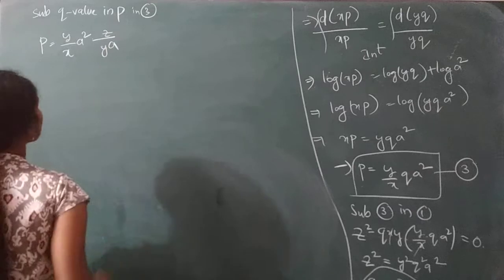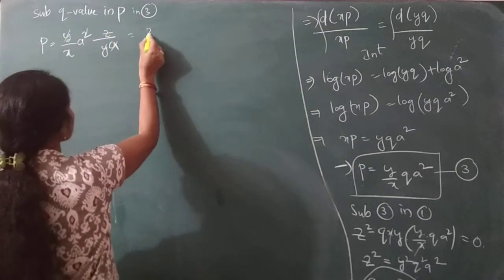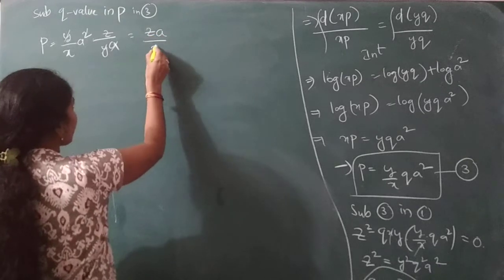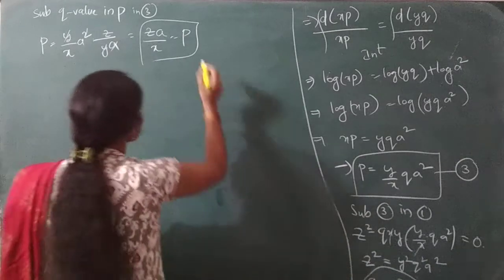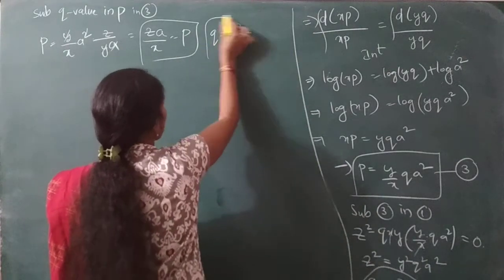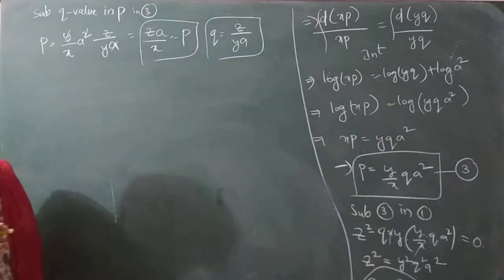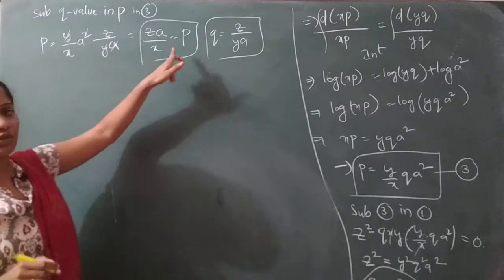Any terms getting cancelled? Yes, y and a. What is the remaining term? z into a by x. This is our p, right? So this is our q value. What is that? q is equal to z by ya and p is equal to za by x. So now we have found the values of p, q.